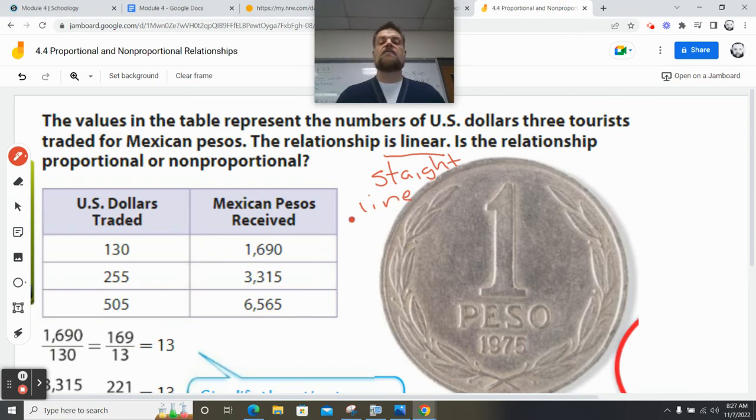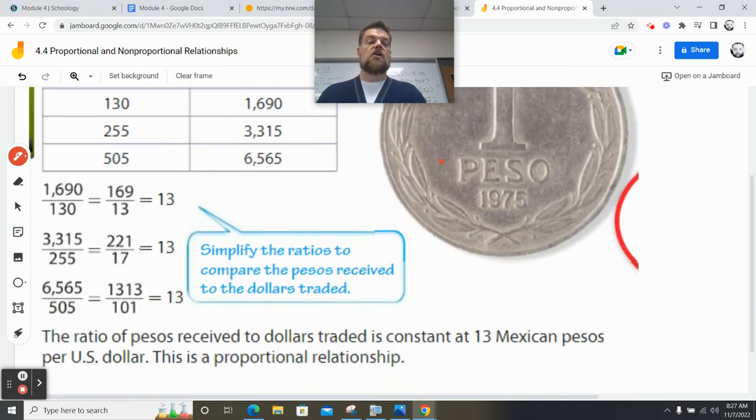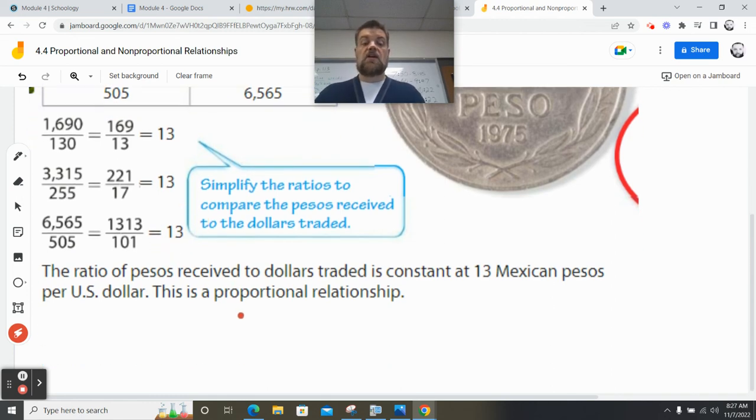So now this one, we've got to do the old school proportional. What we're looking at is the y value, right? So we look at the y value divided by the x value. It reduces down to 13. We look at this y value divided by this x value. It reduces down to 13. This y value divided by this y value reduces down to 13. So it is definitely proportional, because the relationship between y and x is the same every time, 13.